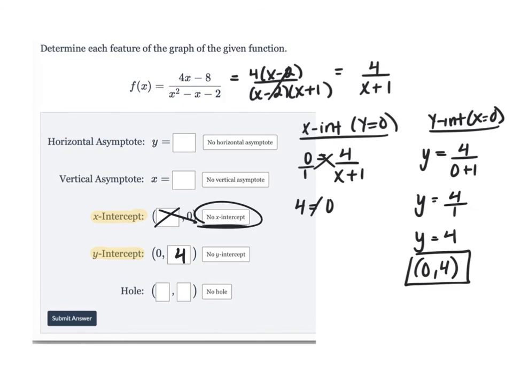All right. So just to finalize everything, our horizontal asymptote was the line y equals 0. My vertical asymptote was the line x equals negative 1. And my hole was (2, 4/3). So that is your final answer here. So go ahead and submit that into Delta Math and you should get your green check mark.